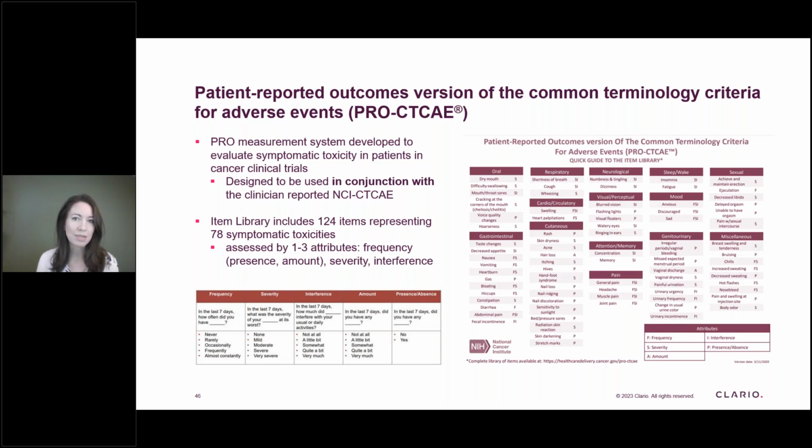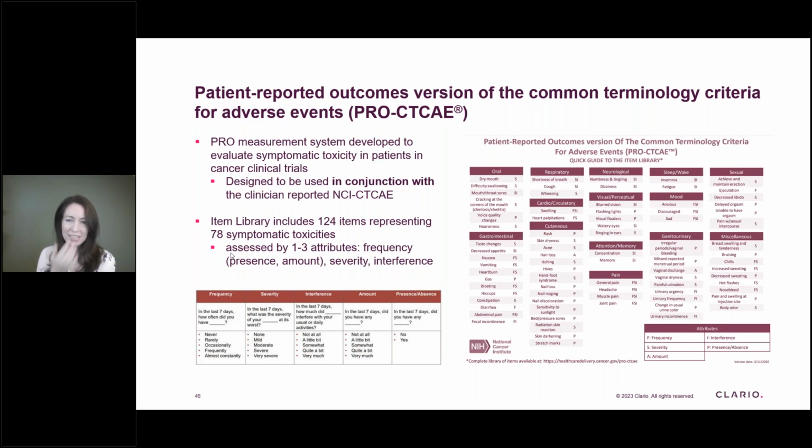And this is a PRO measurement system developed to evaluate symptomatic toxicity in patients in cancer trials. It's an item library that includes 124 different items representing 78 symptomatic toxicities. And it's important to note that this is, again, used in conjunction with the clinician-reported CTCAE for the purpose of that enhanced tolerability assessment. It doesn't replace that clinician CTCAE, but it gives additional information on better understanding these types of symptoms that are actually subjective symptoms and are best known by the patient, and actually measuring them from the patient's perspective.